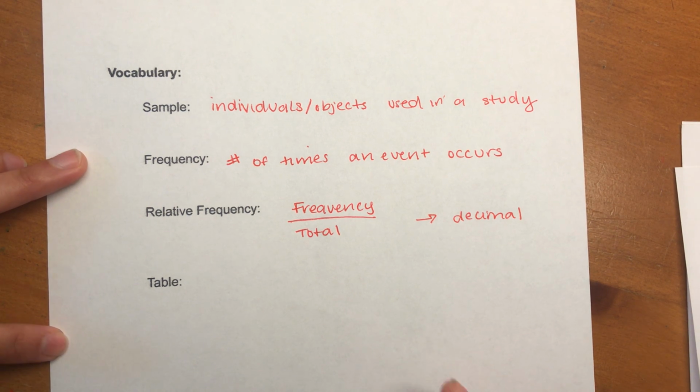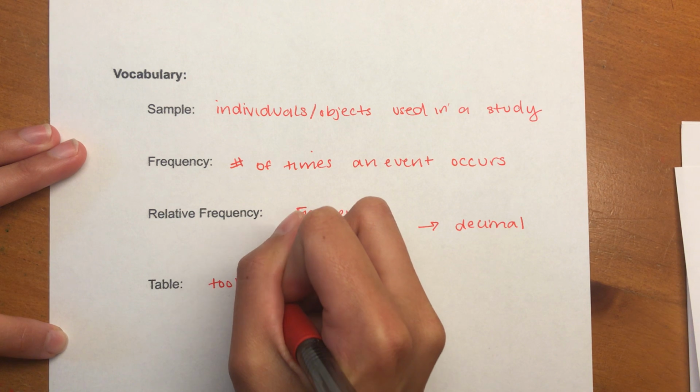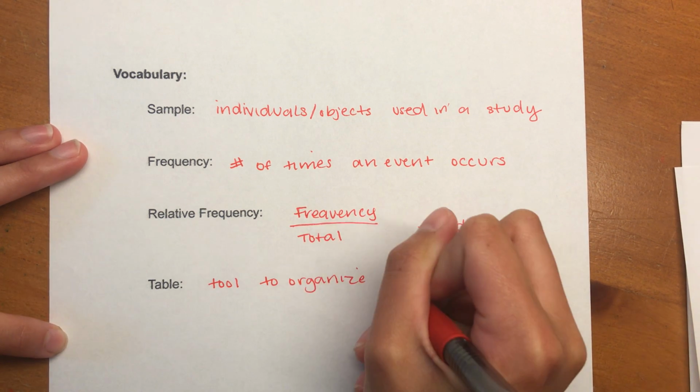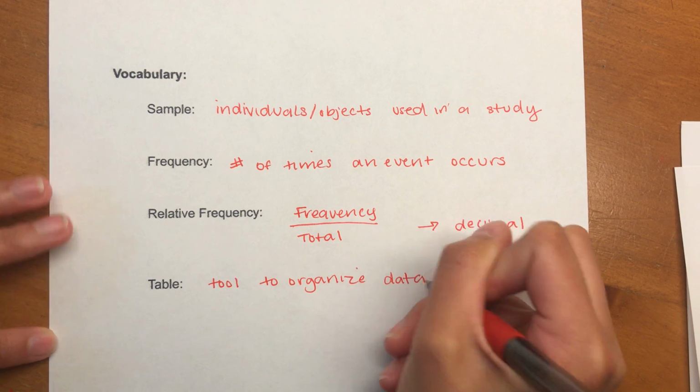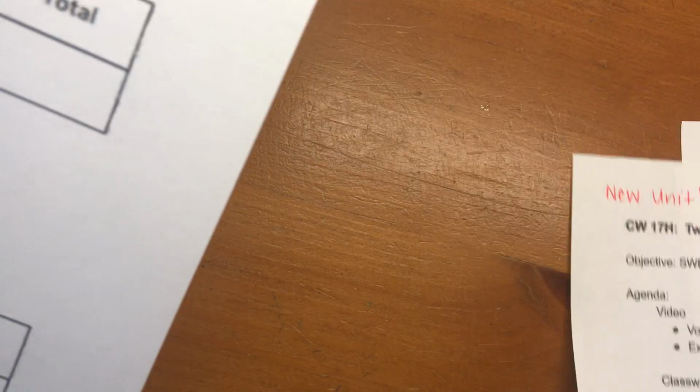We're also going to be using tables today, which a table is just going to be a tool to organize data. Okay, so we're not using our tables as X and Y intercepts, nothing like that. We're just using a table to organize our data. Okay, take a second, pause the video if you need to write this down. I'm going to be starting example number 1.